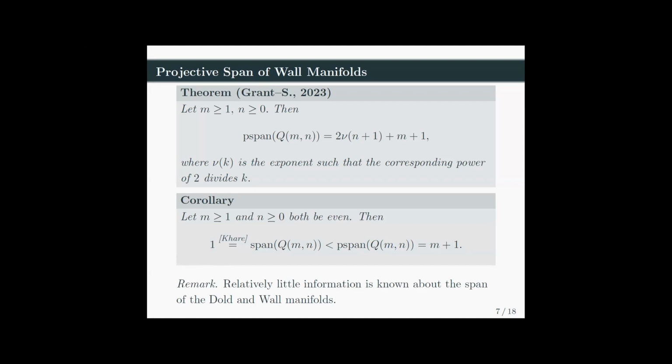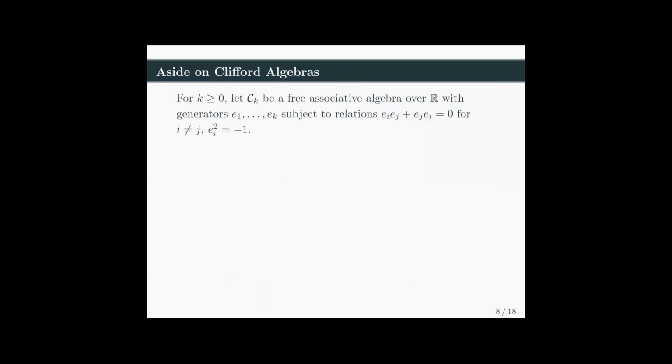Another reason that my supervisor and I thought this was kind of striking is because the span of the Dold and Wall manifolds is an absolute mess. People do not know very much about that at all. So we were just really shocked that we got such a compact formula for the projective span. I don't want to go into the nitty-gritty details of the proof, but I do want to give you just an idea of how we prove this.